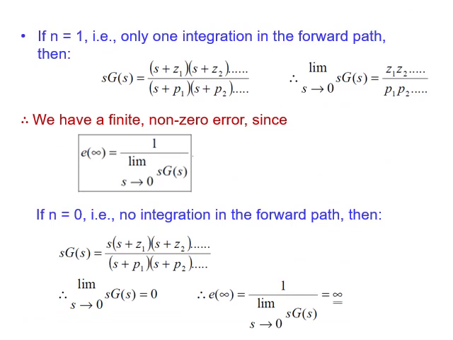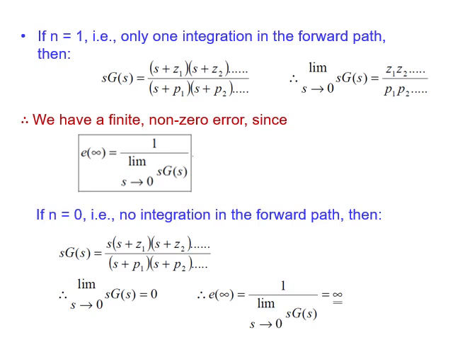So here he's giving us how to get a finite error. If we have one integrator, it's going to give us a finite value. So again, if the error comes as a finite value, that means we have at least one integrator in the denominator of the transfer function. If there is one integrator, the error will be a finite value.